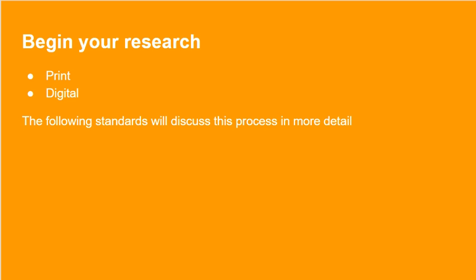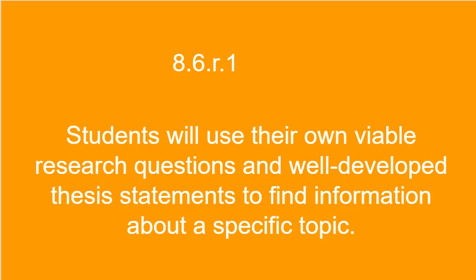So now it's time to begin your research. What will you do? You're going to either look in print or you're going to look in digital. In the following standards under 8.6, 8th grade standard 6, we're going to discuss this process in more detail. So this standard was about students using their own viable research questions and well-developed thesis statements to find information about a specific topic. Now that we've talked about making our own research question unless it's been provided for us, we're going to also look at using those thesis statements to find information about a specific topic.